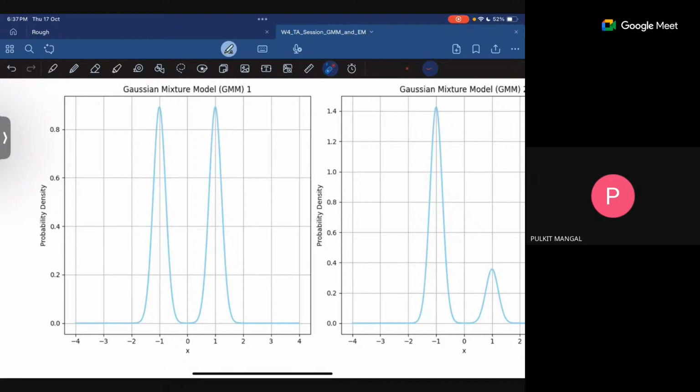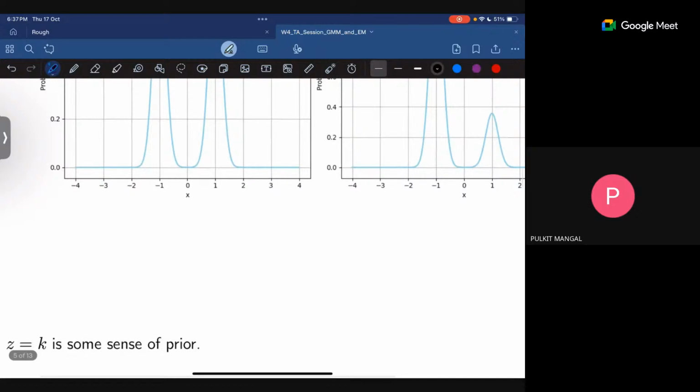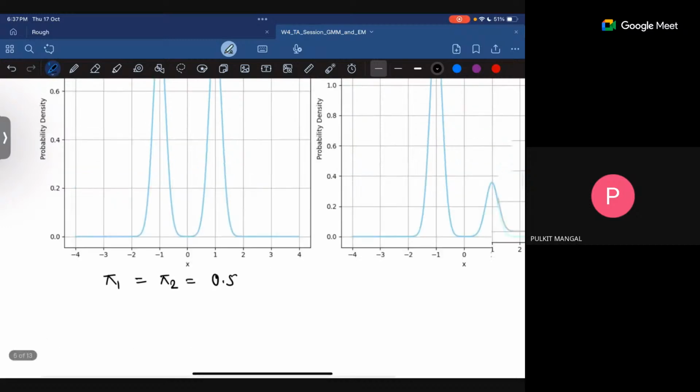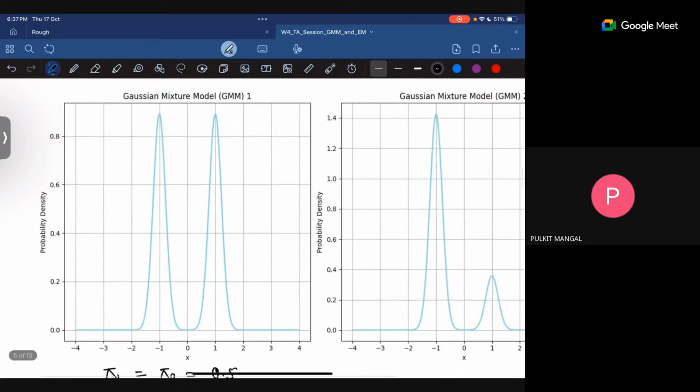Yes, Emma? Both have the same probability, sir. Yeah, correct. So the belief that you can form by looking at the structure of the GMM is that we have the same probability of choosing the component here. That means pi1 equals pi2 equals 0.5. What about mu1? Mu1 is the mean of the first component. So what would mu1 be?